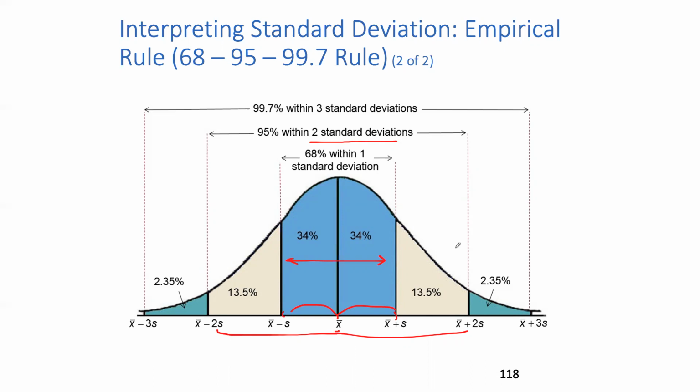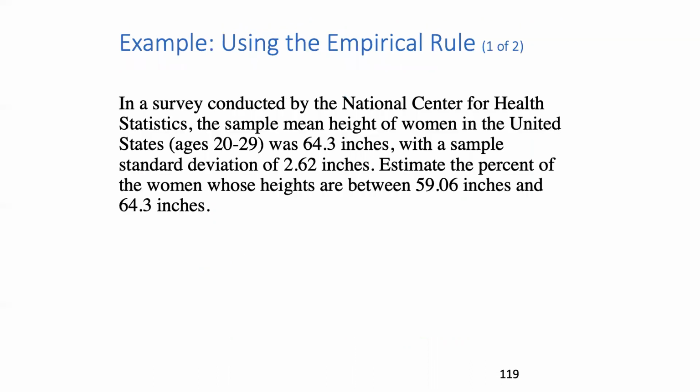Okay. So if you want to see how we apply this in general, here's an example of how to use the empirical rule. A survey was conducted and the sample mean height of women in the United States was 64.3 inches, with a sample standard deviation of 2.62. So we know this is the data: the average in the sample of women that we collected was 64.3 inches, and the standard deviation observed inside the sample was 2.62 inches.